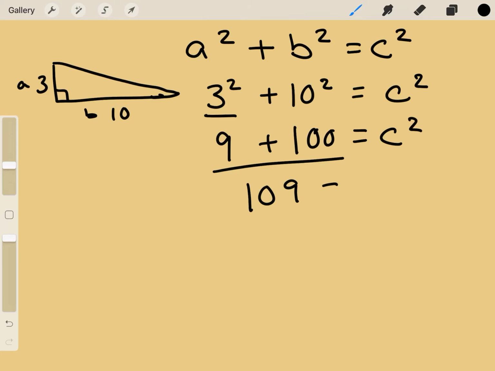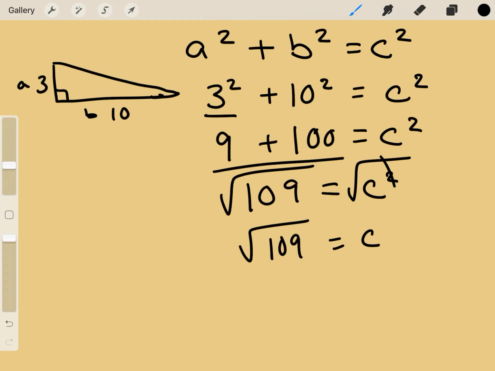We add 9 and 100 together to get 109 equals c squared. Then we want to get c all by itself, so we take its square root. We get c on this side because the square root and the square cancel each other out. And we get the square root of 109. Then if you want to, we can estimate the decimal version depending on what the directions say. I didn't give you specific directions, so you had freedom to choose here. So the decimal version of this answer is c is approximately equal to 10.44.